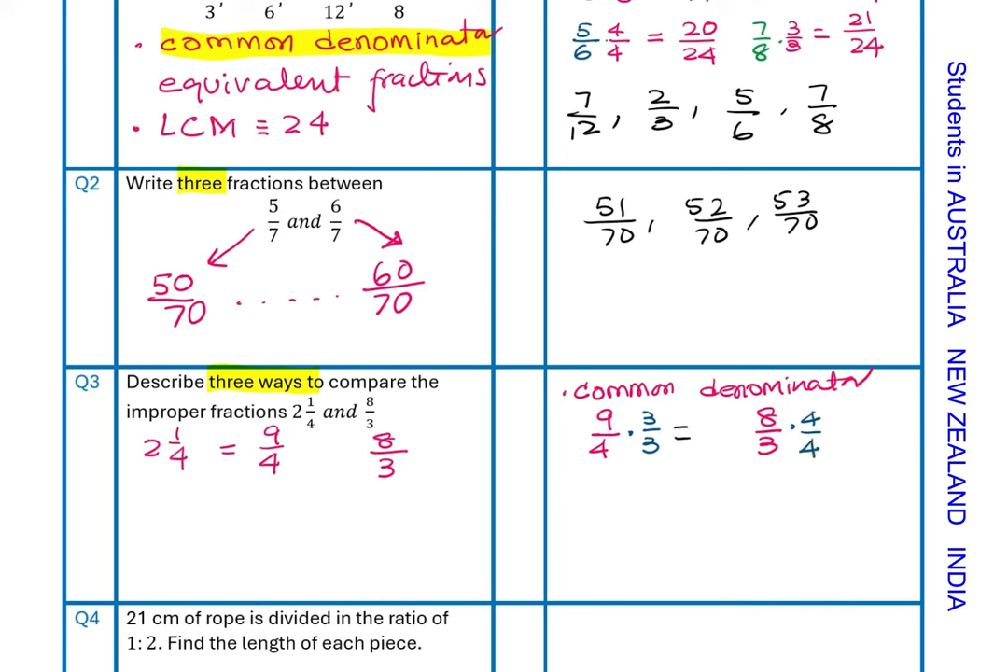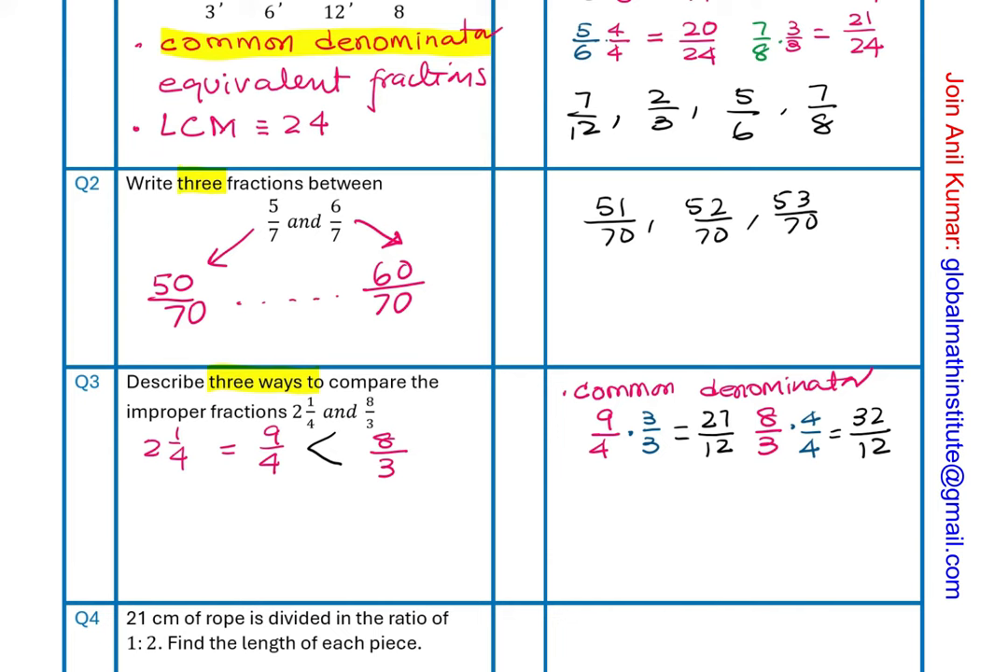What do you get? 3 times 9 is 27. So we get 27 over 12. And here 8 times 4 is 32. So we get 32 over 12. So clearly we know that 8 by 3 is greater than 2 1 by 4. So we got one method and we have the result. 8 by 3 is larger. That is one way of doing it.